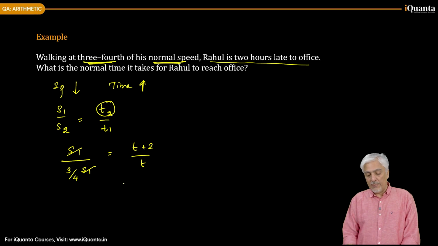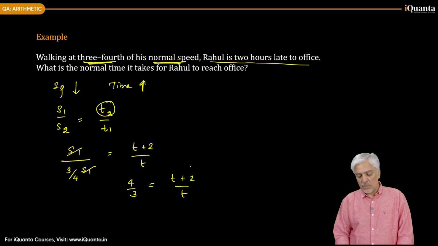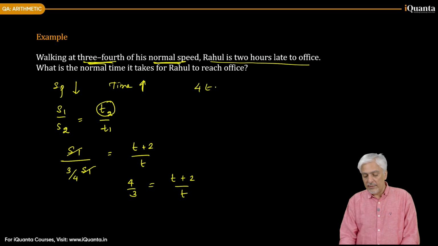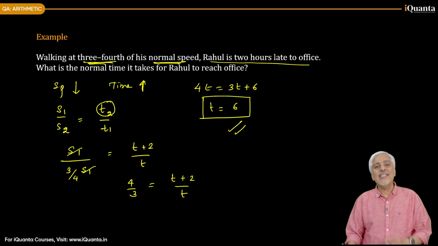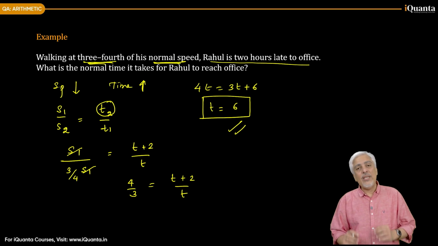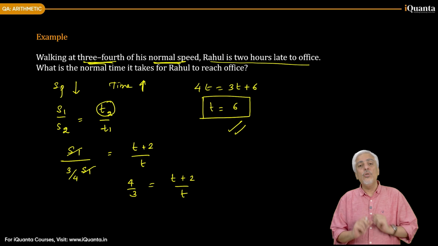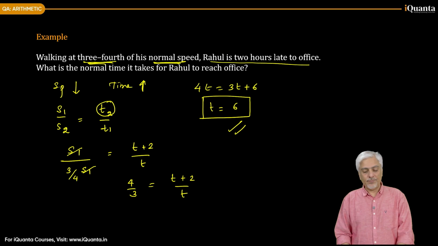S1 upon S2, 3 upon 4 inverted, will become 4 upon 3. So 4 upon 3 is equal to T plus 2 upon T. Cross multiply this, we'll get 4T is equal to 3T plus 6, and we'll get T is equal to 6. So the regular time for him to reach office is 6 hours. Now this is the way you apply variation to time, speed, distance questions.